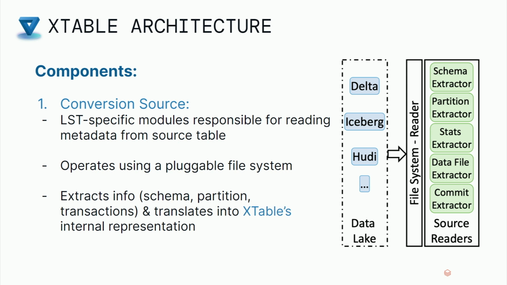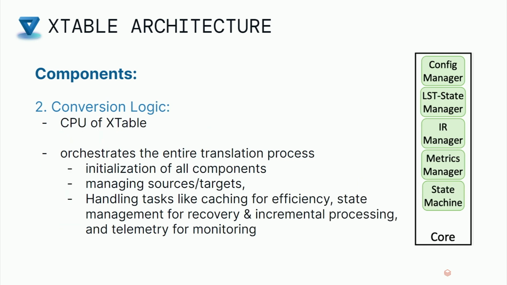The next part is the core central processing unit of XTable, which is the conversion logic. This part is responsible for the entire translation process. It orchestrates everything: initialization of the various sources and targets, cache management, state management, and incremental processing. You can run XTable in an incremental fashion, so you don't have to do a full load every time. XTable can understand from what point it didn't sync the data, and from that point you can just incrementally load the data. It really helps with larger tables as well.